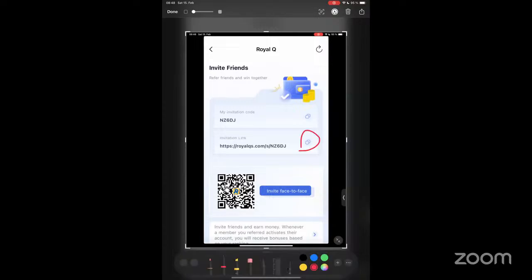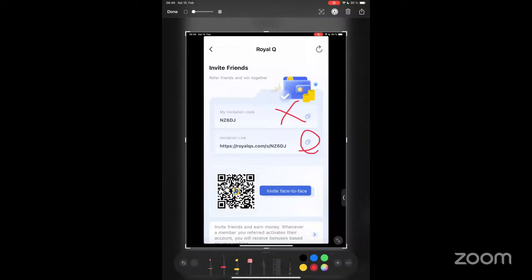So you tap on this to copy. Don't copy the invitation code, because if the person is not using an iOS device and is using an Android or Google Play Store, they might end up downloading the fake one. Even the fake apps, a lot of people have downloaded them.